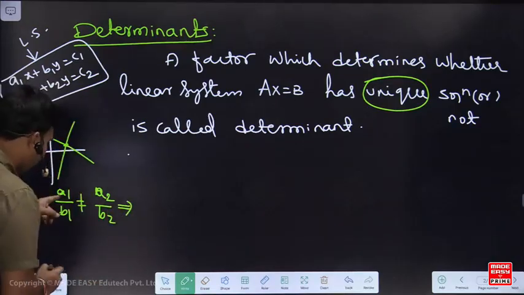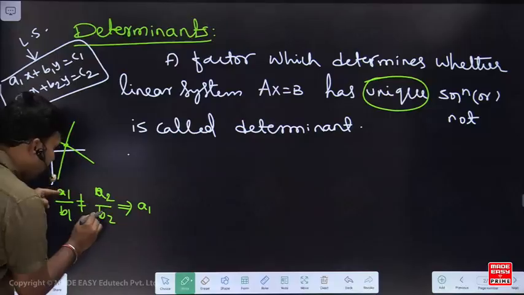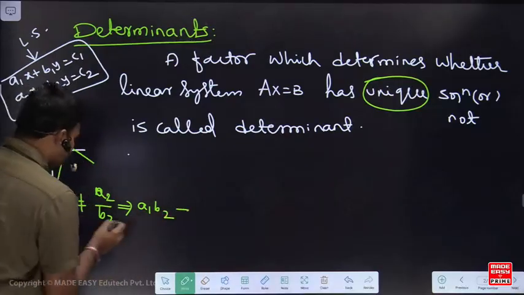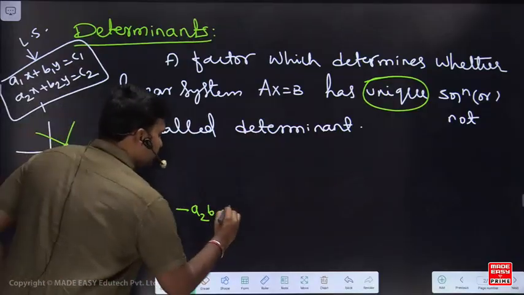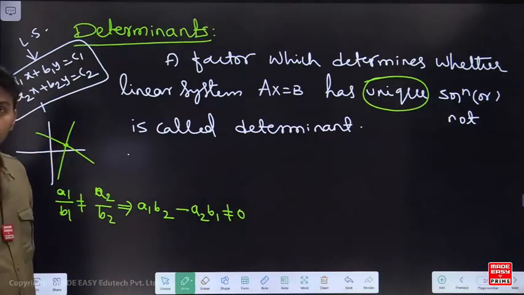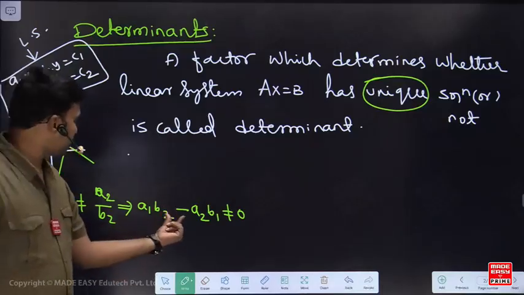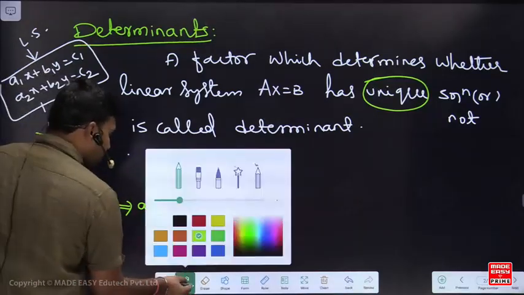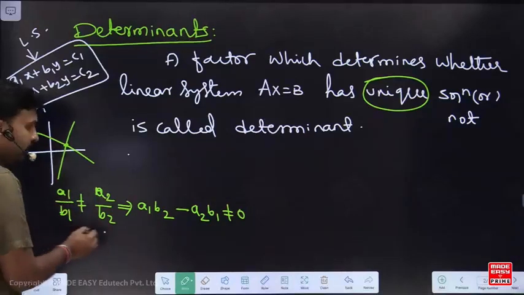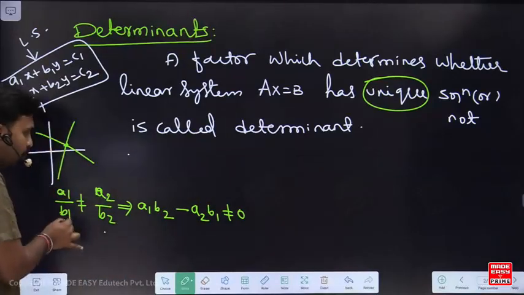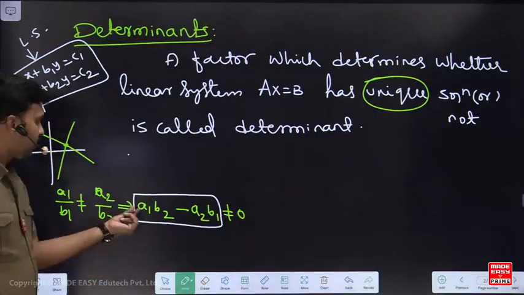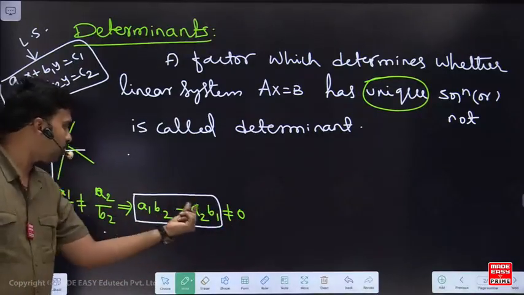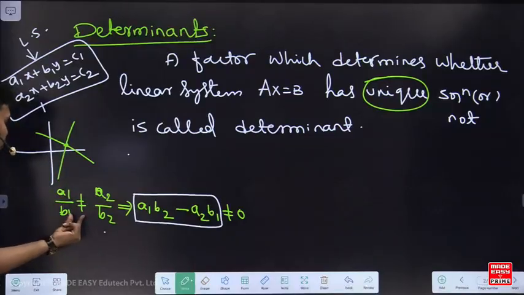So from this we can write, cross multiplying, a1 b2 minus a2 b1 is not equal to 0. Are you getting my point here? So dear students, if they are equal, it is equal to 0. If they are not equal, it is not equal to 0. So it is very clear, this is the factor. If it is not equal to 0, the slopes are not equal, so this linear system will have a unique solution.